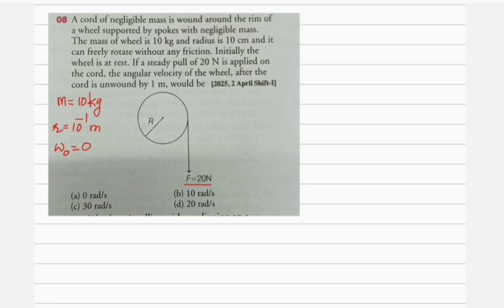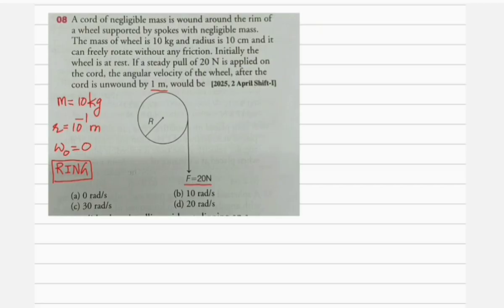After the cord is unwound by 1 meter, we can use this data to calculate the angular displacement theta in some time. But before that, there is one more noticeable point, students. A cord of negligible mass is wound around the rim of a wheel supported by spokes with negligible mass. So the mass of the spokes is given as negligible. So definitely this wheel I can consider as a ring. Yes, it's not a disc, it's a ring. Did you understand this?